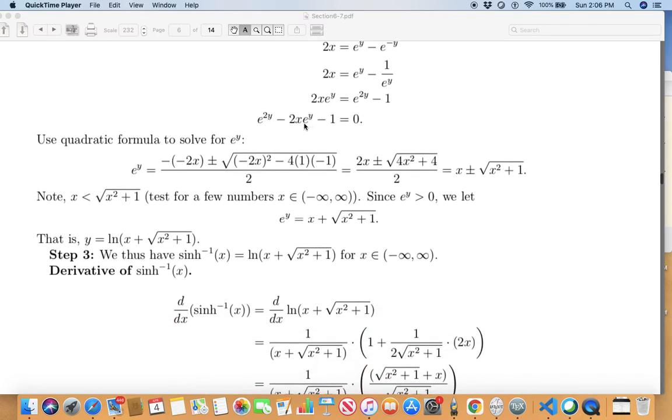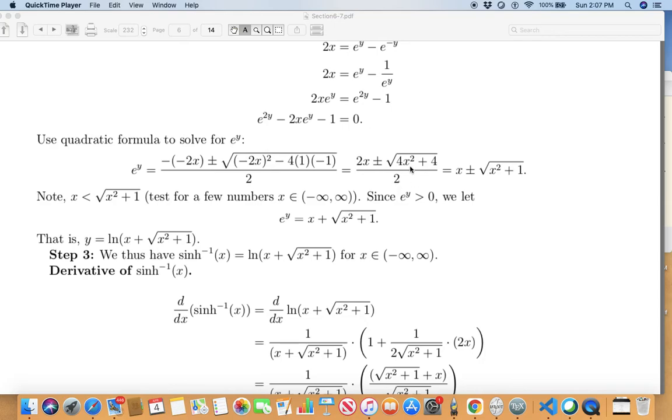So notice you may view this as a quadratic equation, e raised to y squared, and e raised to y is your unknown. You are solving for it. Use the quadratic formula to solve for e raised to y. Minus b plus minus square root of b squared minus 4ac, notice the negative, the whole over 2a, where a is 1. So all of that gets me 2x plus minus square root 4x squared plus 4, the whole over 2.